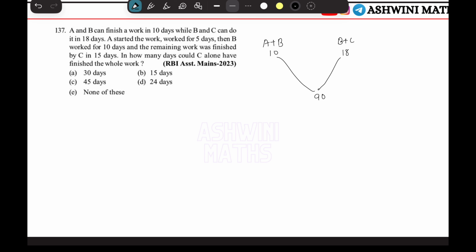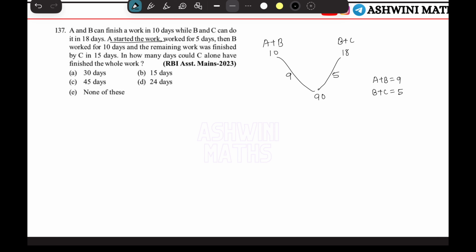So efficiency of A plus B will come out to be 9 and B plus C will come out to be 5. Okay, so here total efficiency of A plus B will come out to be 9 and B plus C will come out to be 5. Clear?